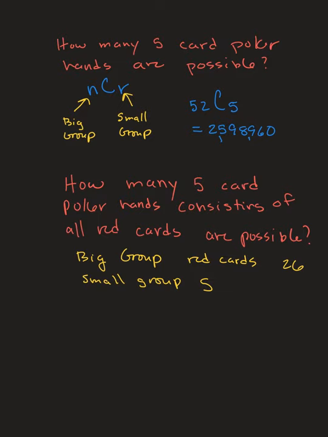So it's a combination. My big group is 26, that is the red cards. My small group is the 5 cards I pick. So I put that in the calculator, and I do 26C5, and 26C5 is 65,780. There you go.